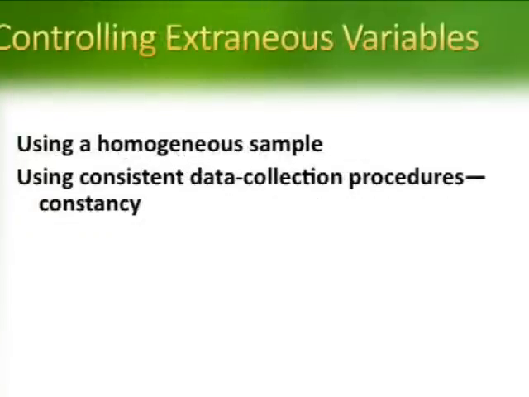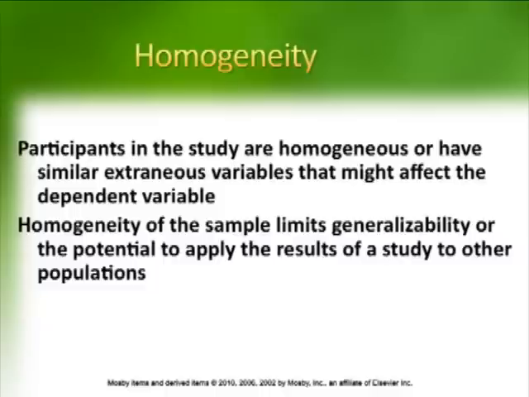Well, how do you control for those little darn extraneous variables? One is you can use a very homogeneous sample, and the other is by using consistent data collection procedures, or constancy. What homogeneity means is that participants in the study are homogeneous or have similar extraneous variables that might affect the dependent variable. Thus, it kind of cancels them out. However, homogeneity of the sample limits generalizability, or the potential to apply the results of the study to other populations.